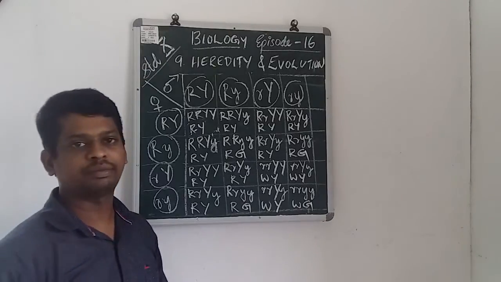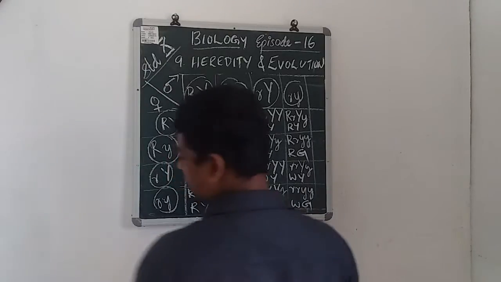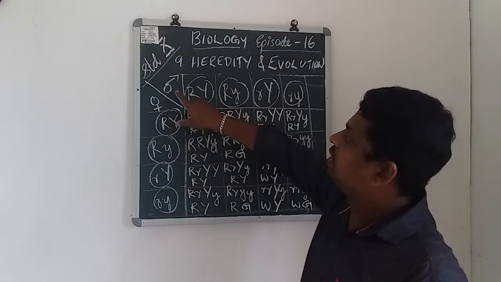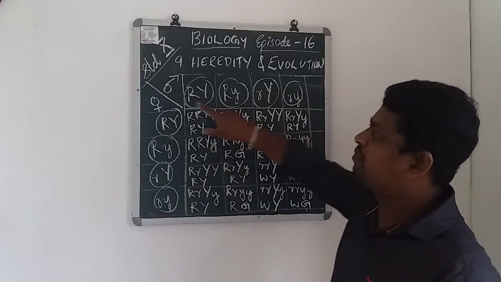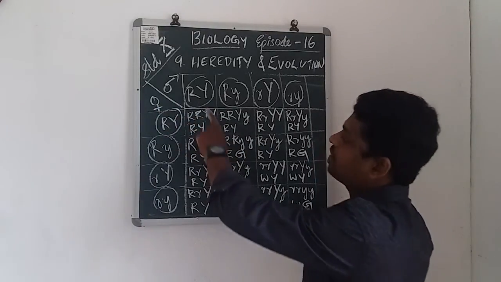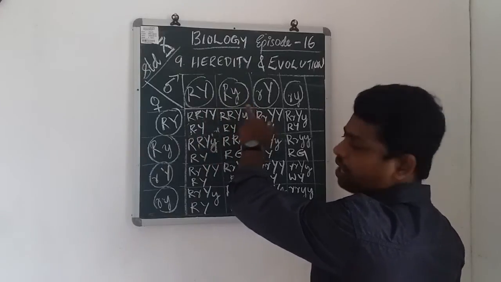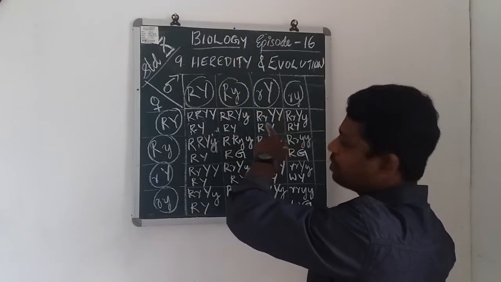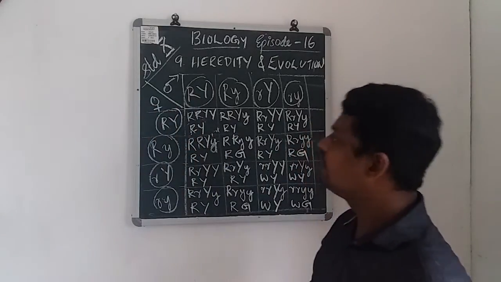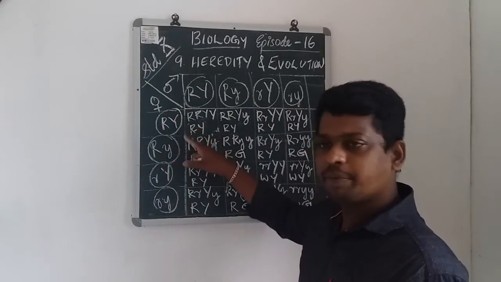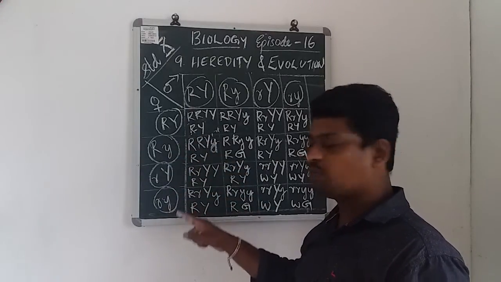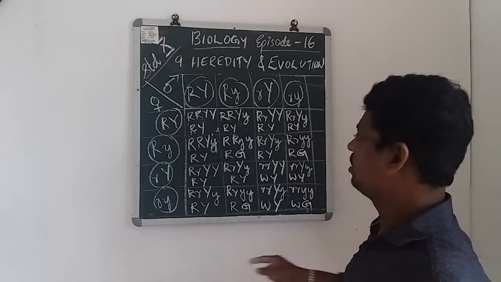This is the chart. Look at this chart. The two are connected: the first characters are the male characters and the second ones are the female characters. The male characters are capital R, capital Y, capital R, small r, capital Y, and small r, small y. Otherwise, the female characters are the same: capital R, capital Y, capital R, small r, capital Y, small r, small y. The crossing over with this one.